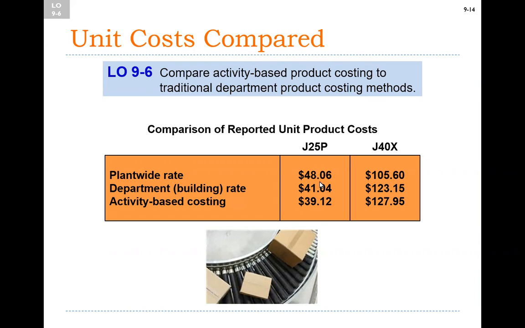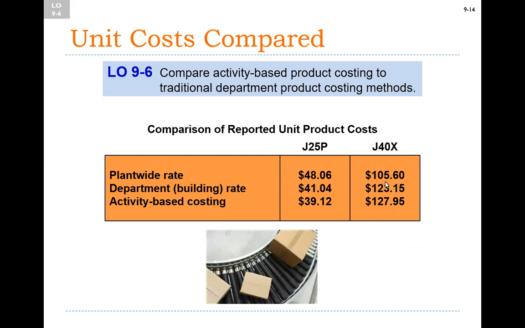If I would have used a plant-wide rate, then I would have thought that it cost me $48 to make J25P and $105 to make J40X. When in reality, with a better measure, it's actually a whole lot cheaper to make J25P and a whole lot more expensive to make J40X. So what would have happened is, just based on this 105, I may have priced this product at 125. But when I use my better measure, notice that if I'm selling it for 125 and under ABC costing I come up with a unit cost of 127, I'm actually losing money.